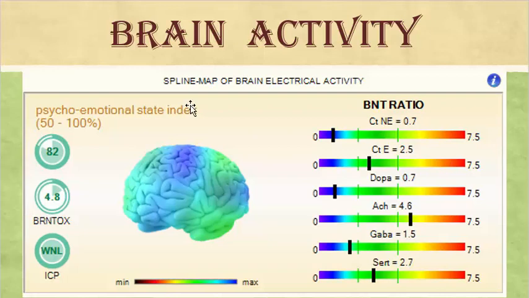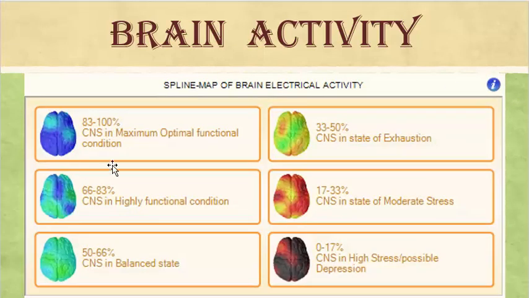When you click the eye icon and see the numbers, you see the corresponding percentage information, which tells us about the brain activity. When the number is very low, from 0 to 17 or 17 to 33, it tells us the central nervous system is under stress or some depression. We would like to see our client in the zone from 50 up to 100.